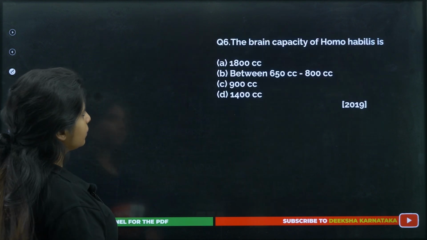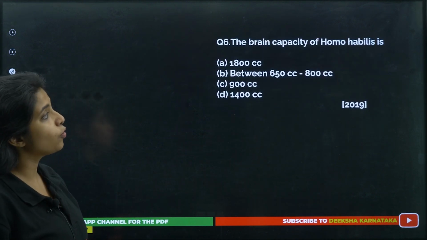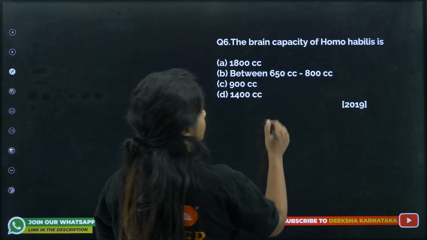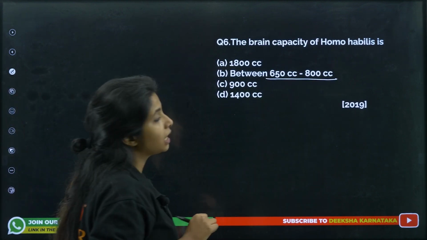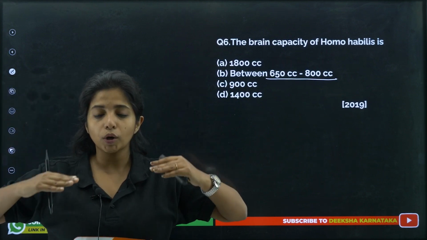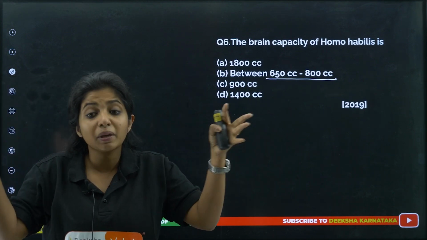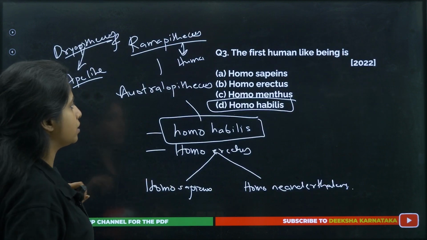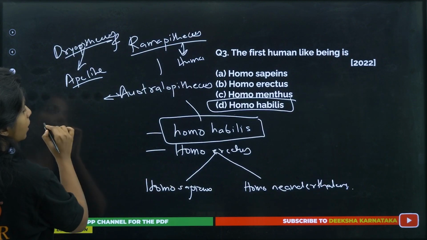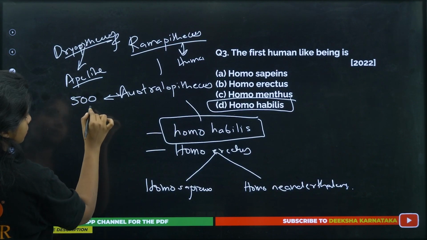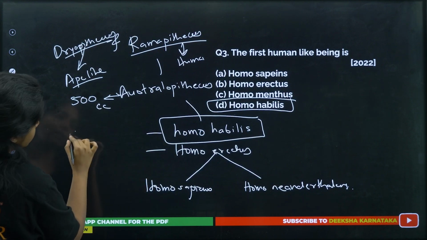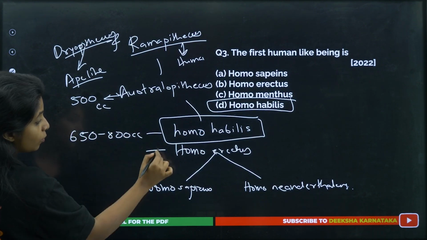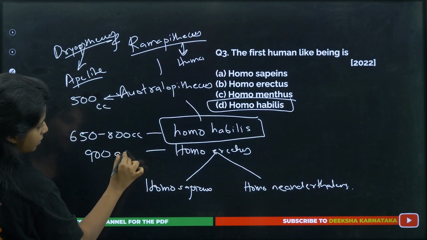Cool. Next, the brain capacity of Homo habilis. The brain capacity of Homo habilis is 650 cc to 800 cc. So when we evolved, the brain capacity was small, then it became larger with time. I will tell you one very important thing over here itself. Australopithecus had a brain capacity of 500 cc. Homo habilis had it around 650 to 800 cc. Homo erectus had it around 900 cc.